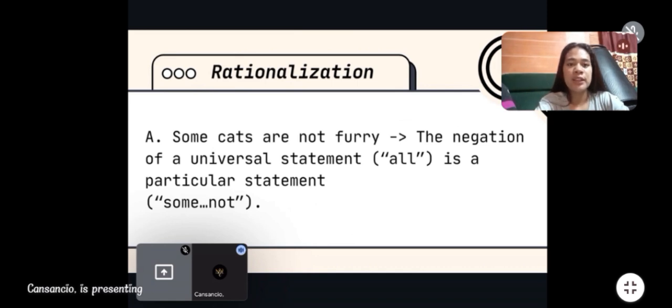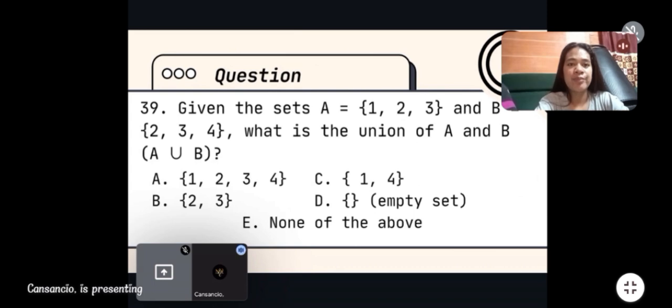Next, number 39. Given the sets A equals {1, 2, 3} and letter B equals {2, 3, 4}, what is the union of A and B?